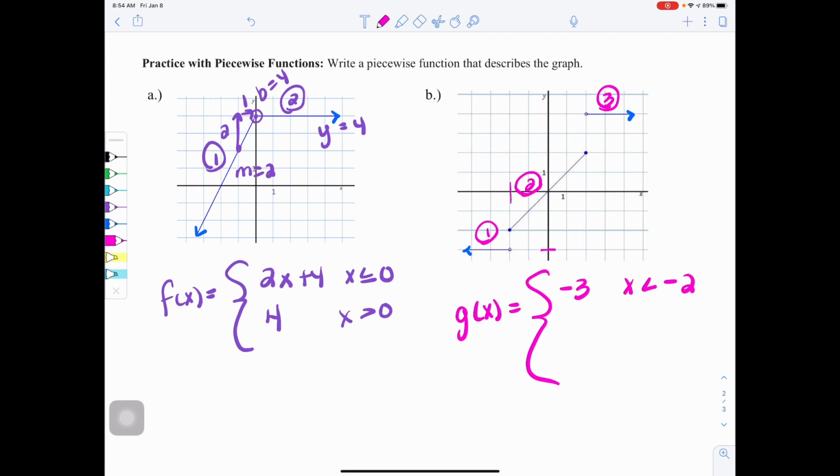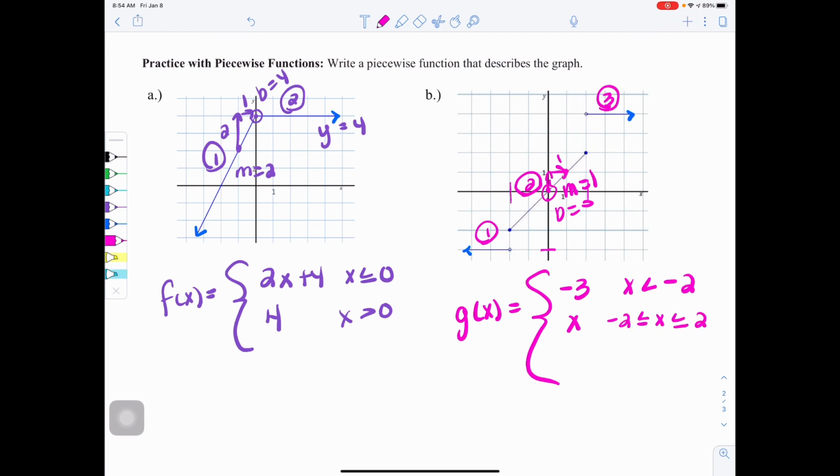The second portion, if we find the slope, we're going up 1 to the right 1, which means we have a slope of 1. So 1 is going in front of x, which means you can just write x. When I look at the y-intercept, it's 0, so no need to write plus 0, but you can if you want. And we are using that from x is -2 up to x is +2, both included because of the closed circles. So -2 is less than or equal to x is less than or equal to 2.